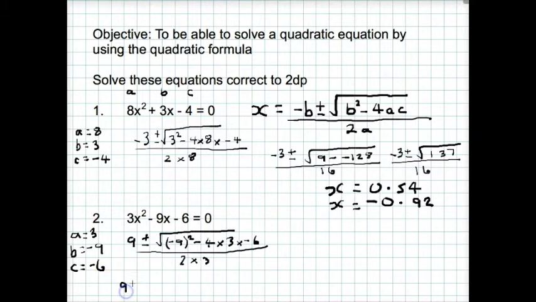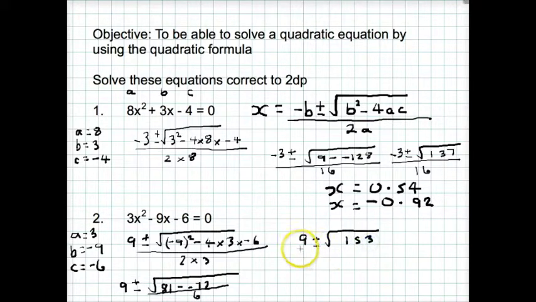Second line will give us 9 plus or minus the square root of, well, this is going to be 81, and then you're taking away 4 times 3 is 12 times -6 is -72, and that's all going to be divided by 6. So now the final line we're going to write down is 9 plus or minus the square root, well, 81 add 72 is 153. The two negatives make it a positive, and we're going to divide that by 6.